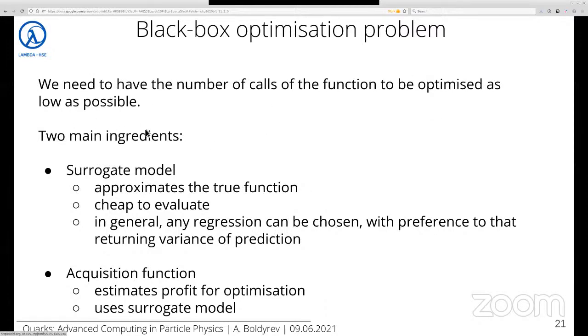Consider this problem as this black box. Due to the CPU cost of the setup, we want to reduce as far as possible the number of calls of the function to be optimized. Considering the R&D cycle as a black box optimization problem may be a proper solution here. The two main ingredients are the surrogate model, which approximates the true function, is cheap to evaluate, and in general any regression can be chosen here. And also the acquisition function, which estimates profit for optimization and uses this surrogate model.